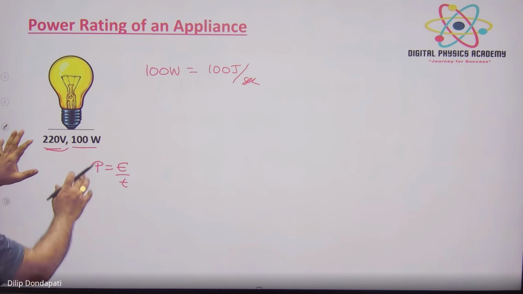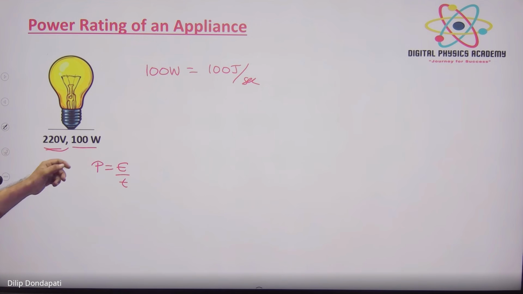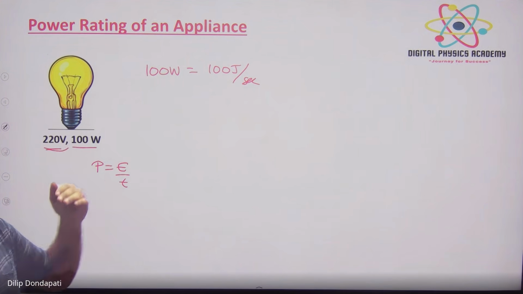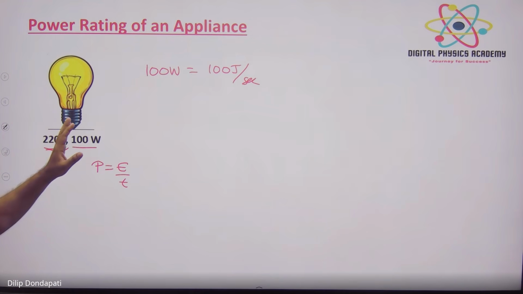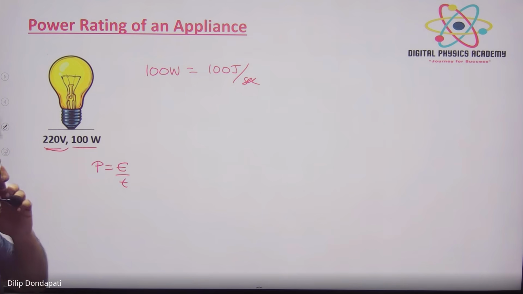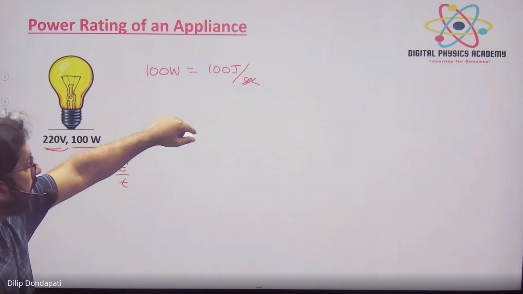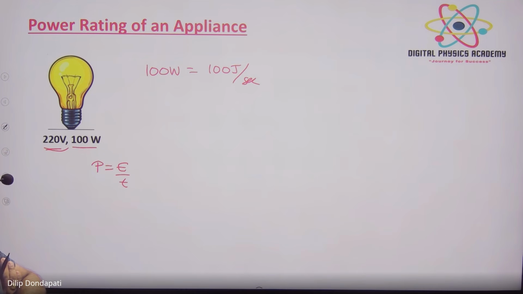So rating always 220 volts. अगर 110 volts में whether same power will be dissipated? 110 volts में? No. कम है. Okay. So very important. Energy is dissipated. वो लिख लो. Energy is dissipated. This much, 100 joules per second energy is getting dissipated at 220 volts.